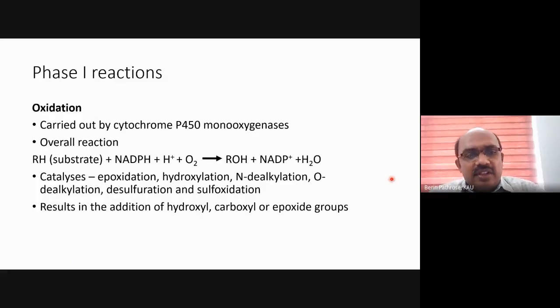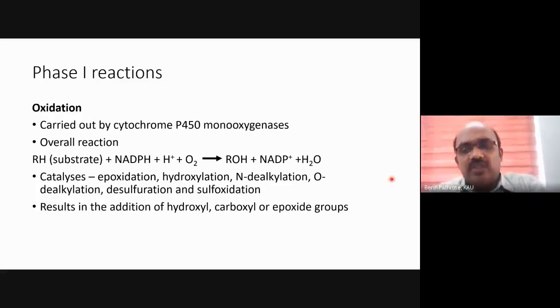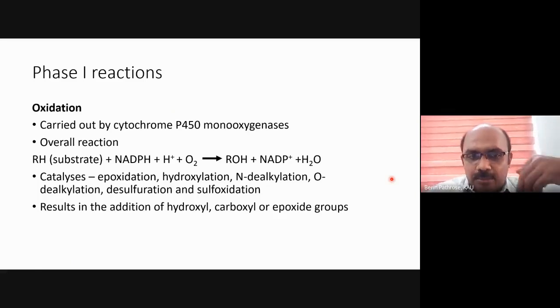So let's see phase one reactions. Mostly the phase one reactions are carried out by cytochrome P450 monooxygenases. Sometimes other enzymes are also involved. Mixed function oxidases or cytochrome P450 monooxygenases are the major enzymes involved in phase one reactions. The overall reaction is given over here. This is a substrate. You always take the substrate as a pesticide, since we are dealing with pesticide metabolism.